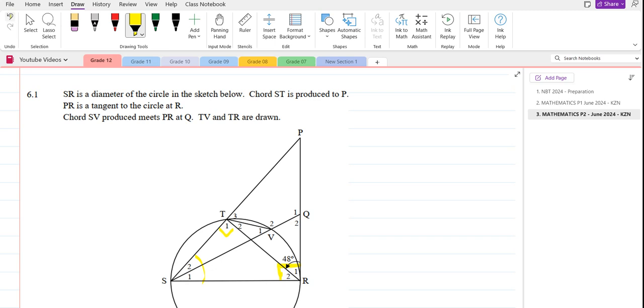Chord SV produced meets PR at Q, TV and TR are drawn. Alright, so those are just straight lines. Do we have angles in same segments? Let's see. We should have angles in same segment. Angle R2 must be equal to angle V1. Can you see? ST is a chord, so going towards angle R2 and angle V1. So those are also equal. So let me just put a dot here, because those are equal as well. So I think we have enough information to solve these problems. So let's solve.